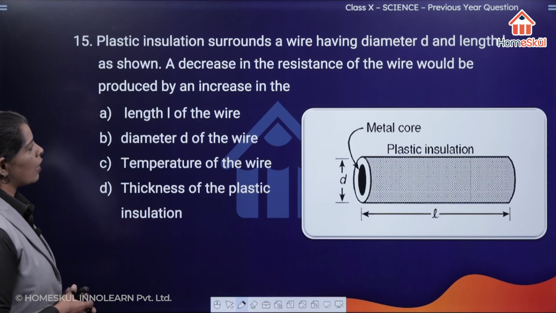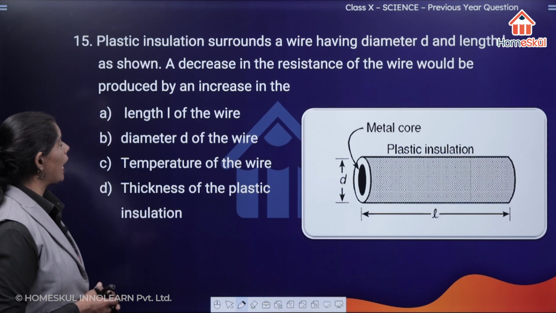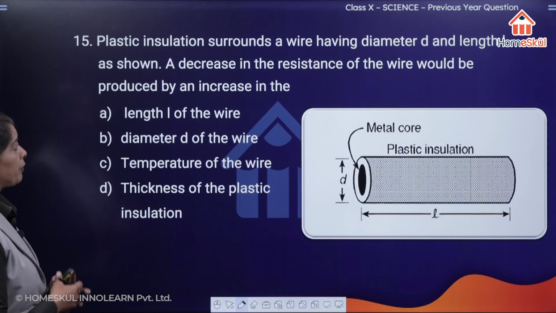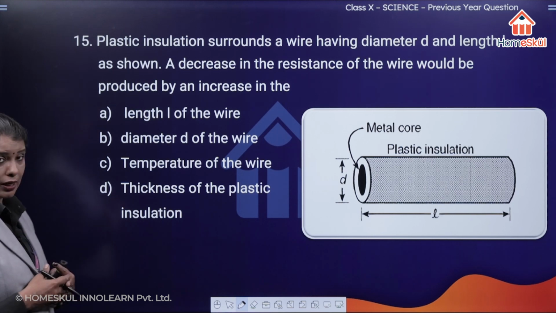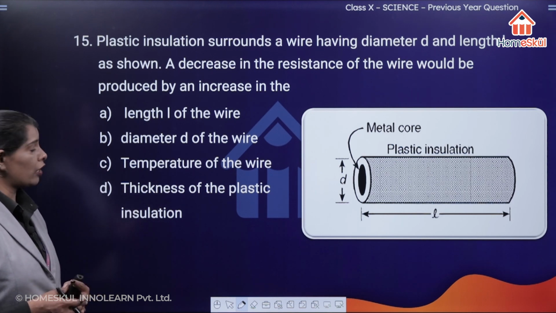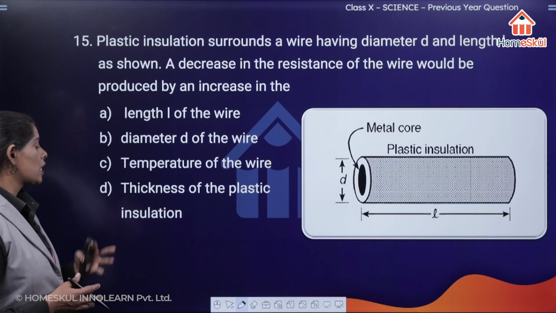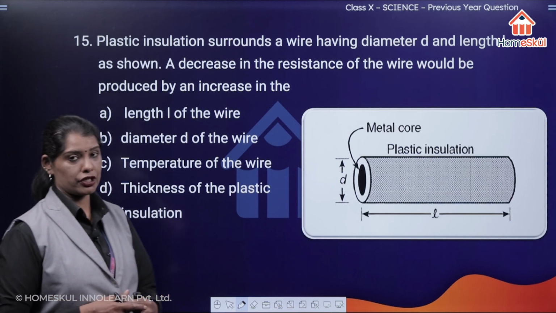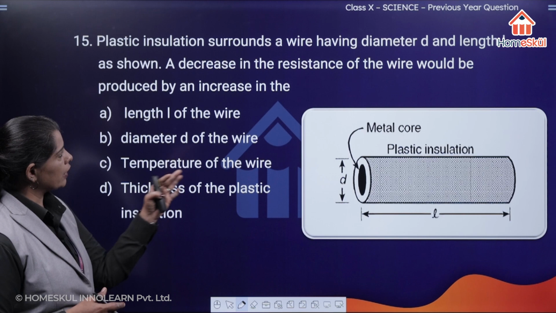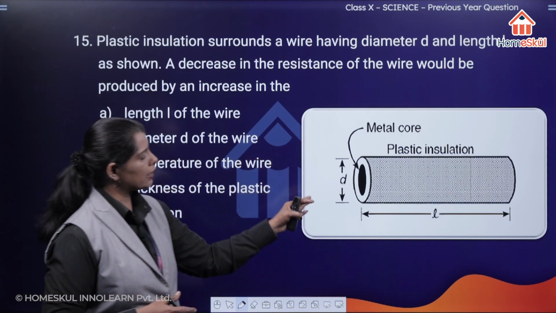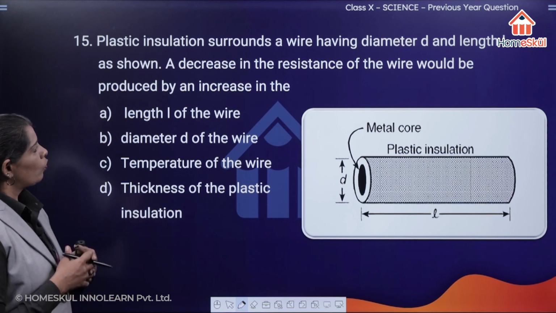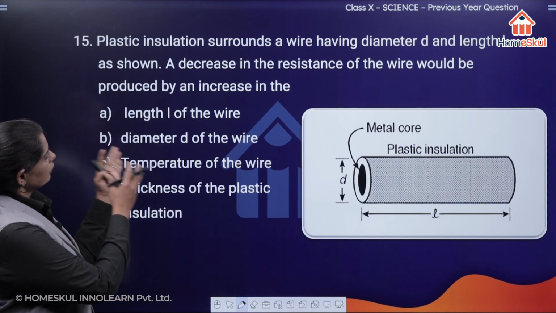Plastic insulation surrounds a wire having diameter D and length L as shown. A decrease in the resistance of the wire would be produced by an increase in what? The options are: length L of the wire, diameter D of the wire, temperature of the wire, thickness of the plastic insulation. So here we are given the plastic insulated wire wherein the diameter is given and the length of the metal wire is given, right? So what is the answer for this?